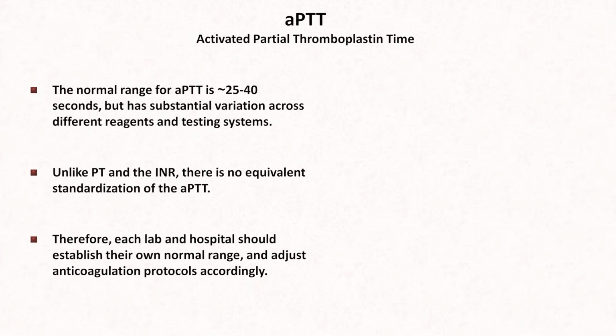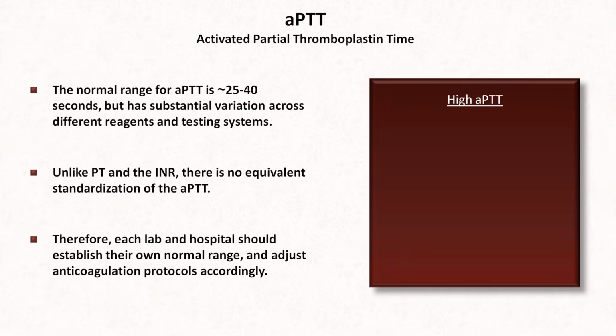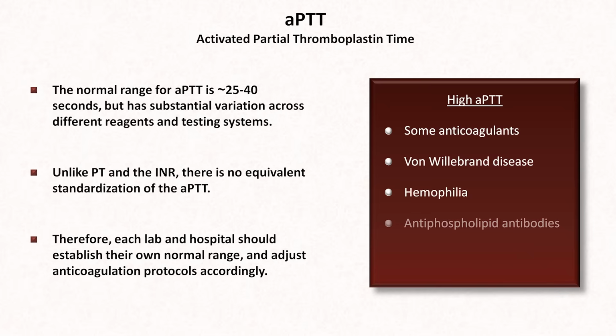There are a fair number of causes of an elevated PTT. They include anticoagulants again, a genetic defect in von Willebrand factor, predictably called von Willebrand disease, hemophilia, antiphospholipid antibodies, sepsis, and DIC.